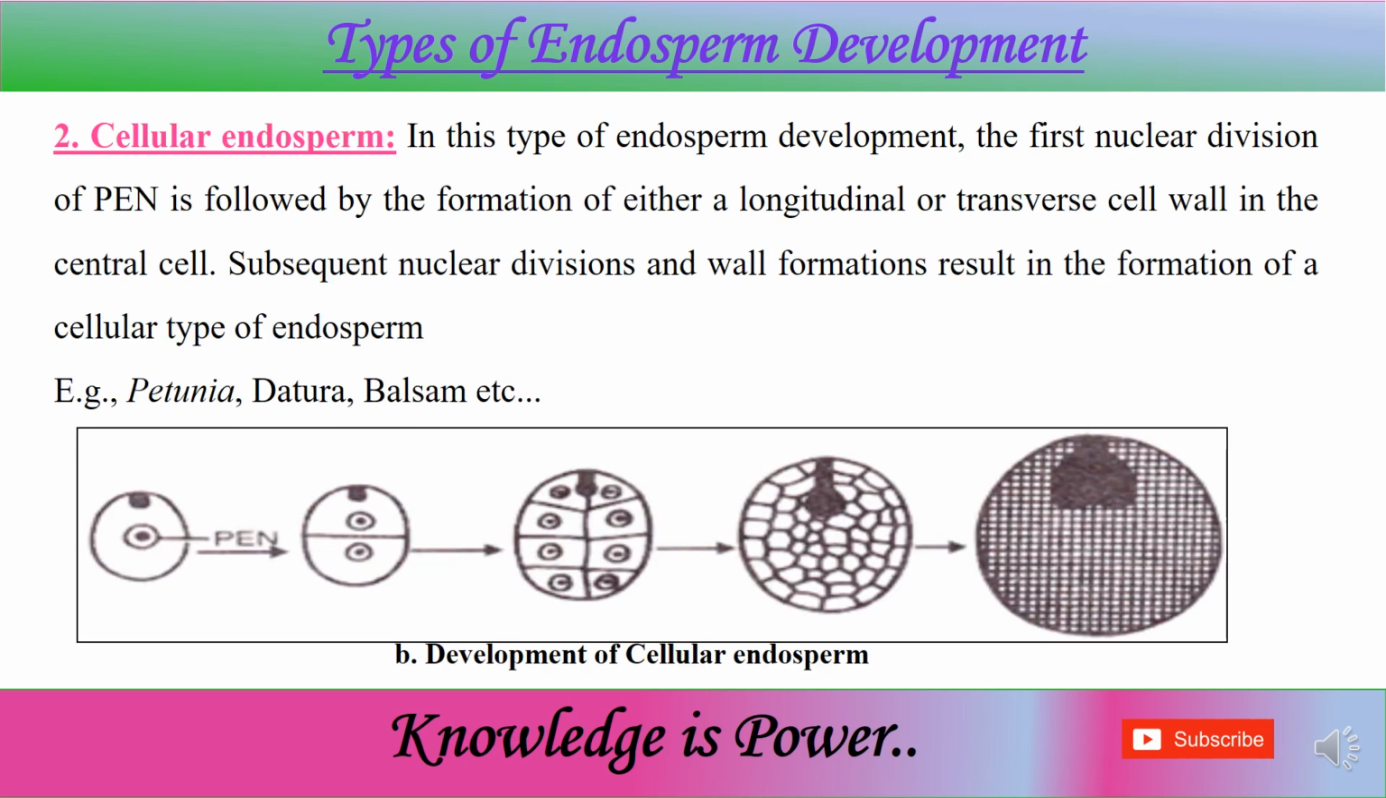The second one is the cellular endosperm. In the case of cellular endosperm, the nuclear divisions are followed by cell wall formation. Here in this picture you can see the mitotic divisions of the primary endosperm nucleus followed by the cell wall formation.